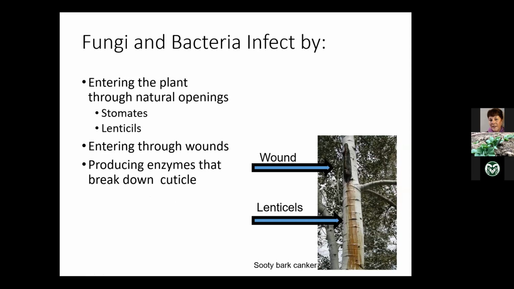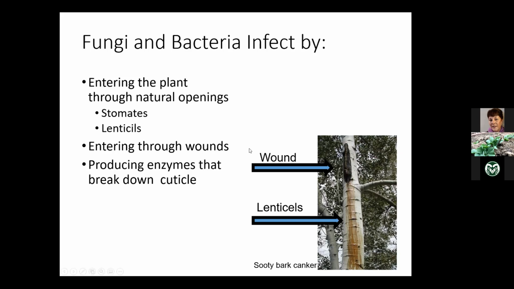So bacteria can get in through stomates, lenticels, insect wounds, and bird or woodpecker damage, things like that. Some of these pathogens can get in as well. And what these pathogens do is they produce enzymes that break down the cuticle, and then they can start getting into the plant, into the vascular system, and start moving within the plant and growing basically inside the plant.